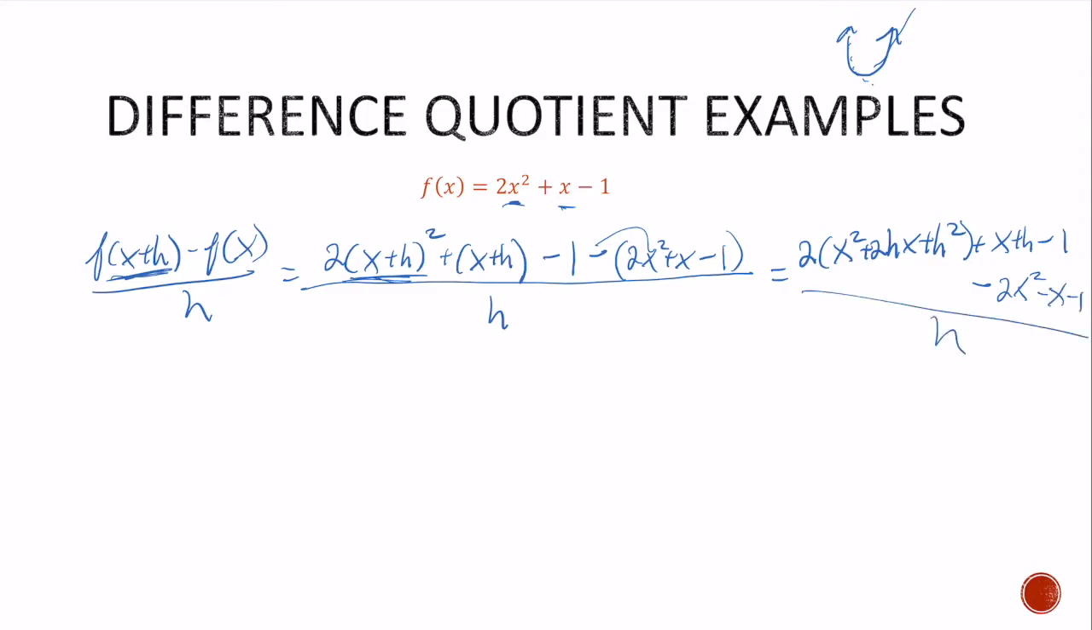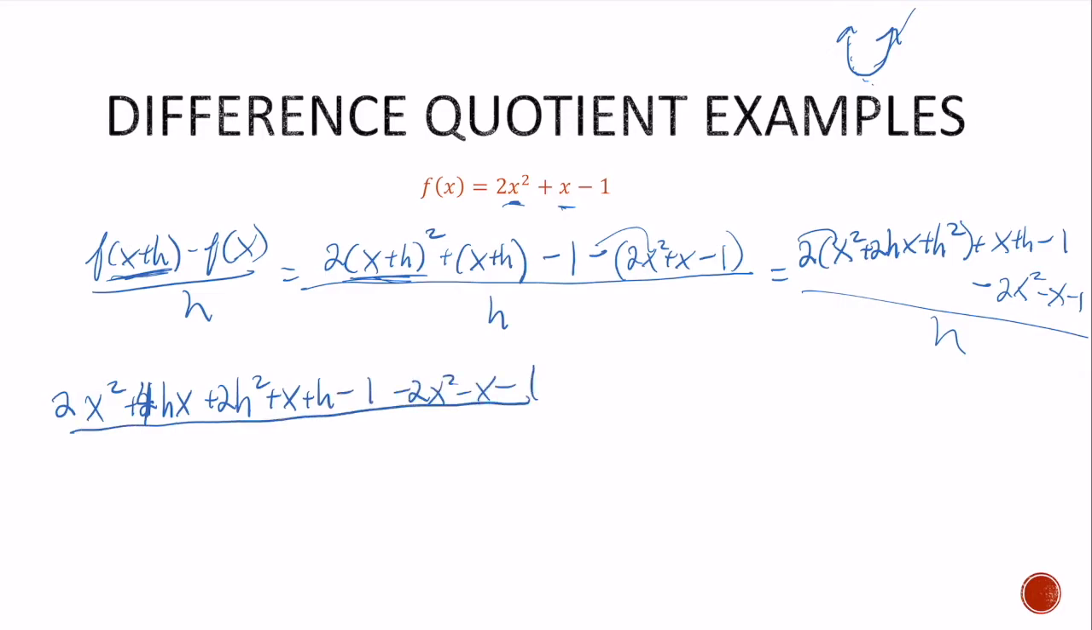Okay, let me rewrite that because that's pretty messy. I'm sorry. So I'll go ahead and distribute this. I've got 2x squared plus 4hx plus 2h squared plus x plus h minus 1 minus 2x squared minus x minus 1 over h, right? That's why we've got to think of this as variable manipulation. Some things are going to cancel, and that's really cool. Let's take a look at what cancels. So I have positive 2x squared minus 2x squared, canceled. I have positive x minus x, also canceled. I have negative 1, that becomes a positive 1 because you have to distribute the negative.